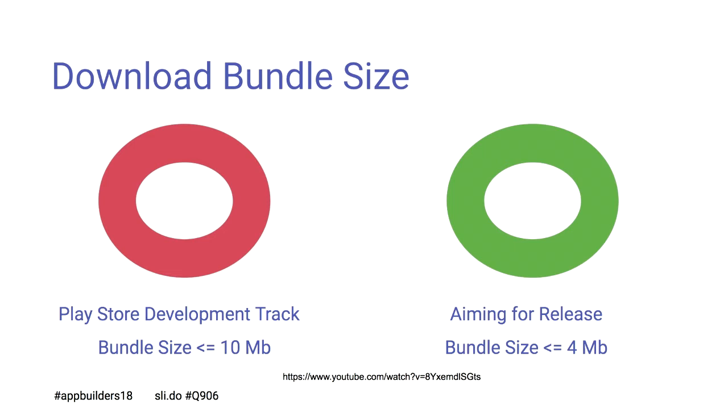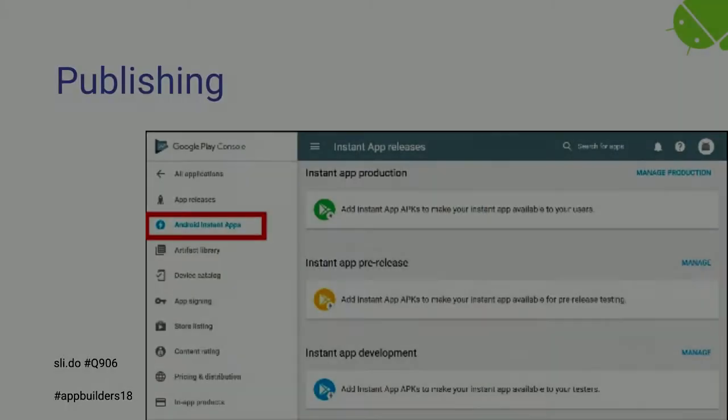You can go up to 10 megabytes on the development track, but it should be at most 4 megabytes on the release track. But you can increase the size by changing the base feature and feature module sizes. For example, if you give 1 megabyte to your base feature, then you will have 3 megabytes for your features. And according to your choice, you can change this.